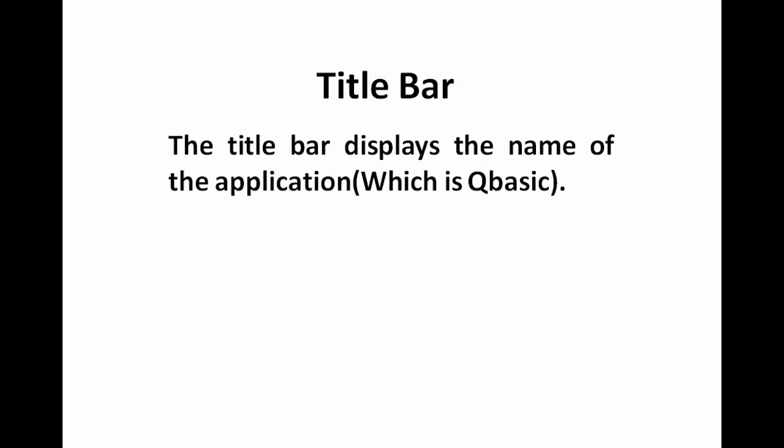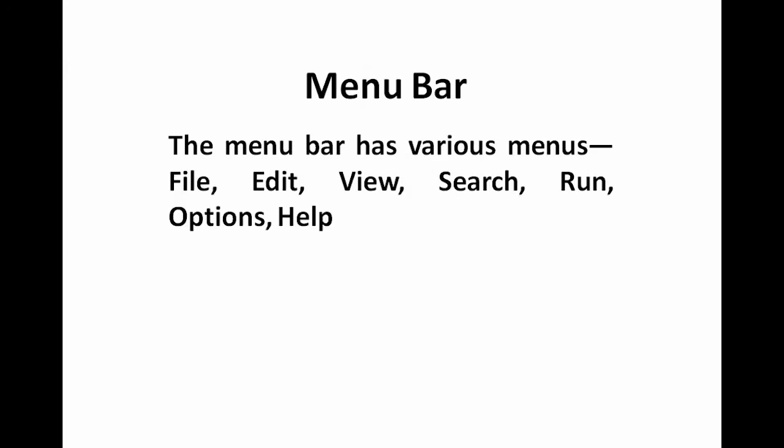So the first one is your title bar. The title bar displays the name of the application. As I have already told you, it displays the name of the application, which is your QBasic. Next is the menu bar. Under the menu bar we have various menu options such as file, edit, view, search, run, options, help. So these are some of the functions that come under the menu bar.